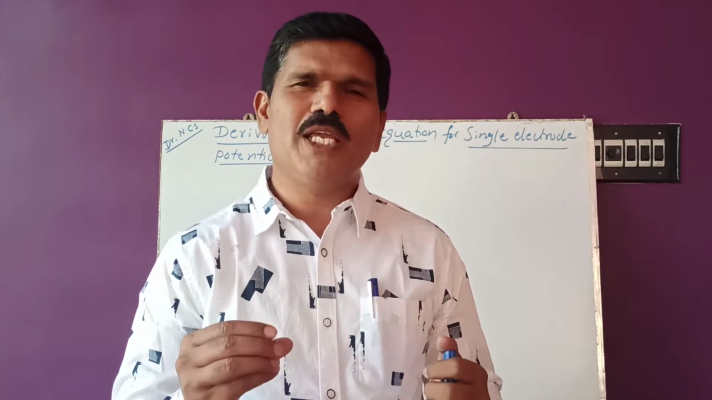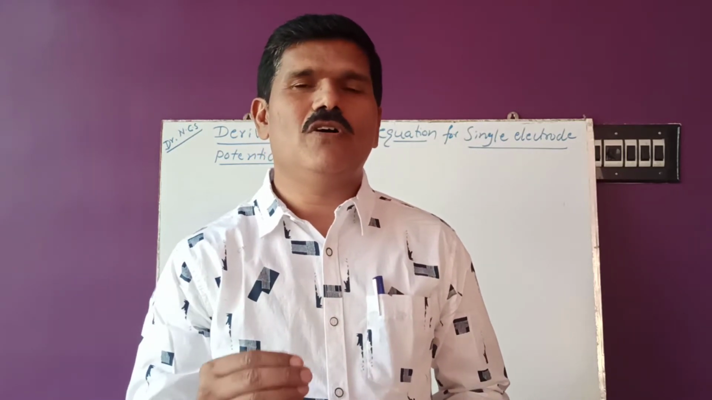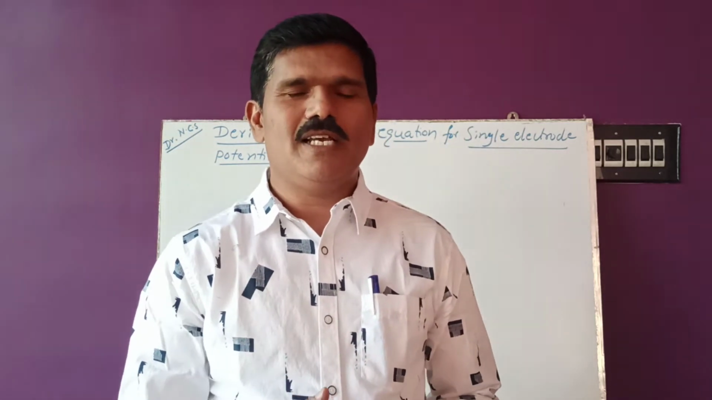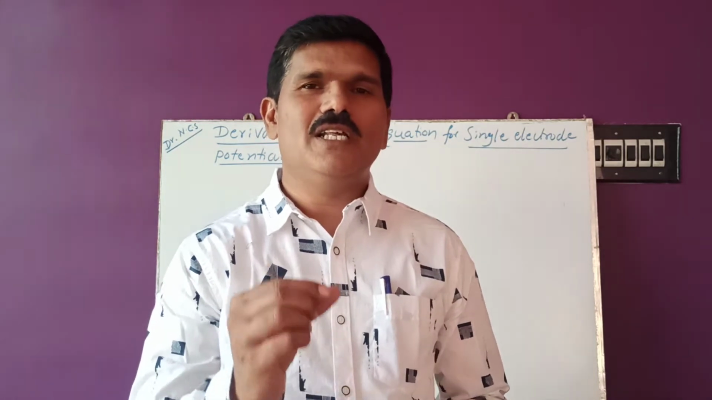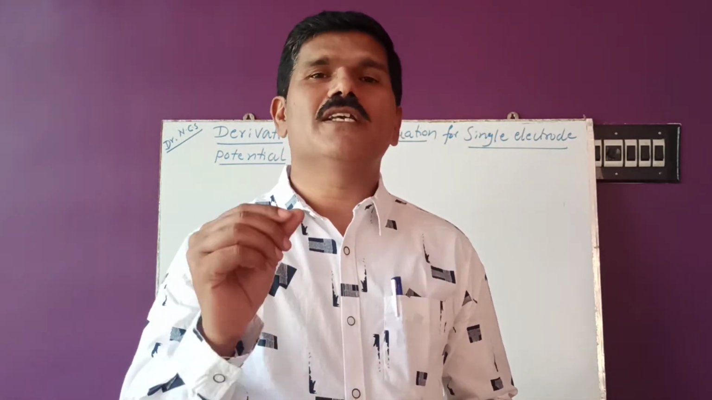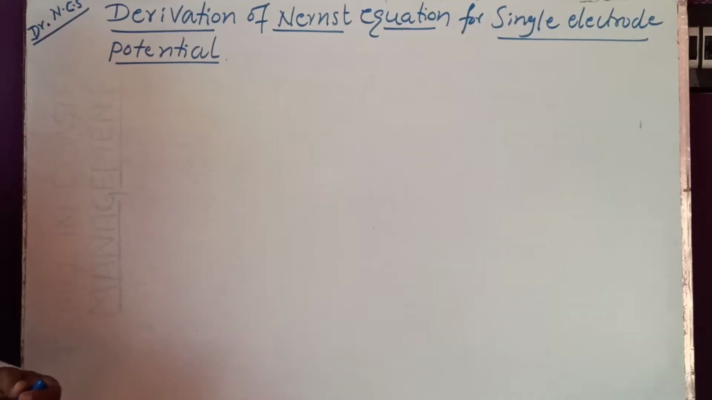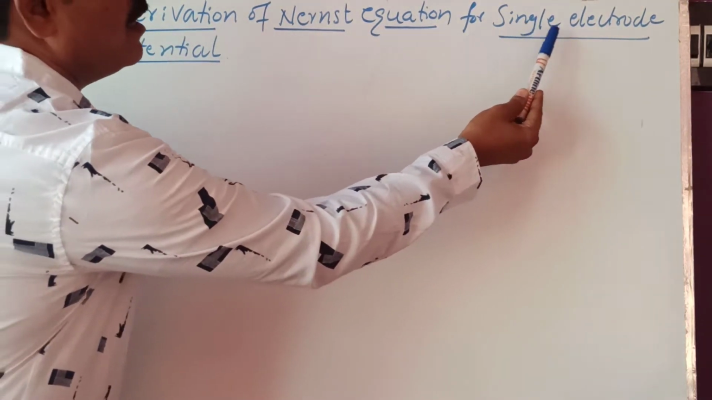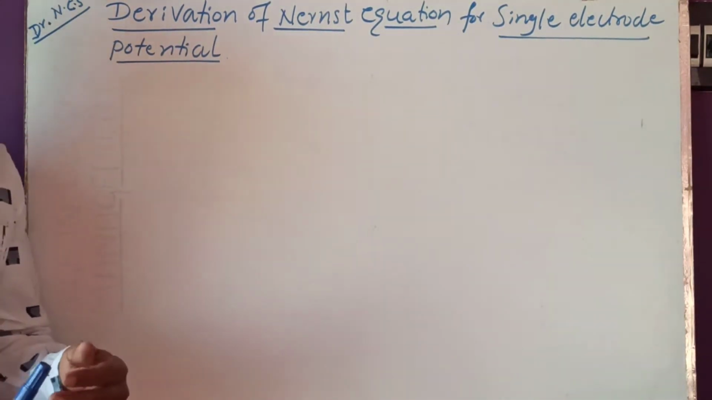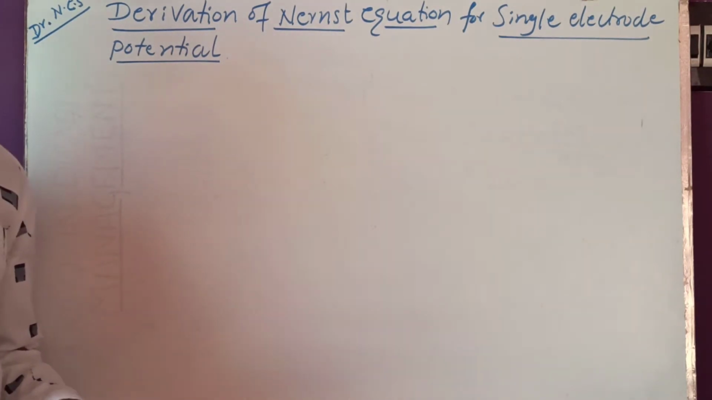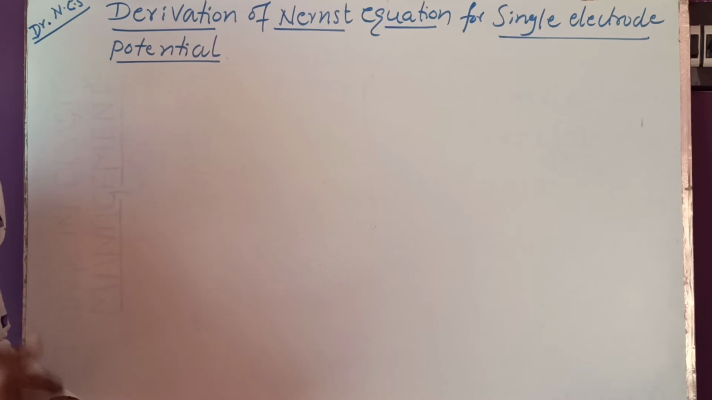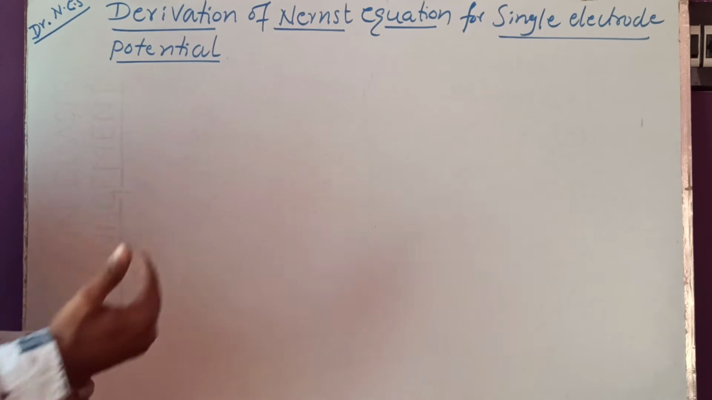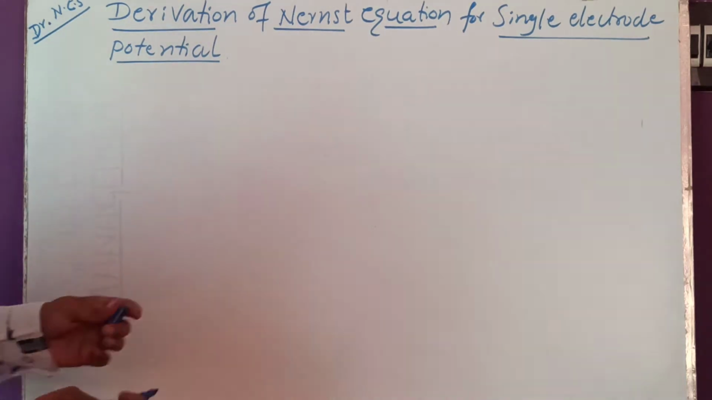I am going to discuss very important questions for the forthcoming VTU chemistry examination. In today's class, let us discuss first the derivation of Nernst equation for single electrode potential. Derivation of Nernst equation for single electrode potential. This is a very important question. It has been asked many times in the VTU examination. Let us see how Nernst equation can be derived for a single electrode potential.